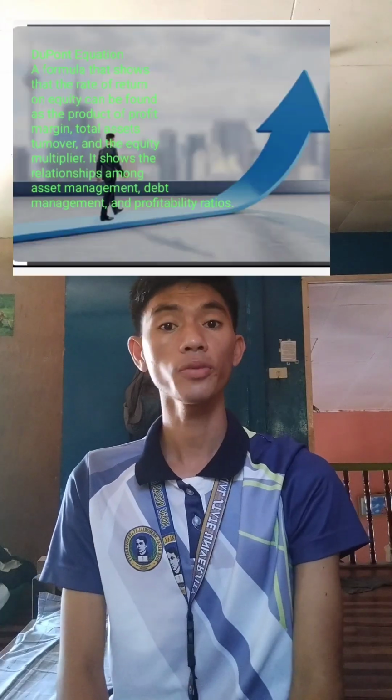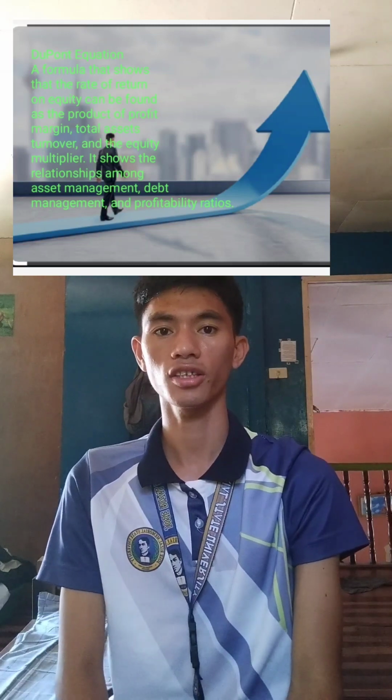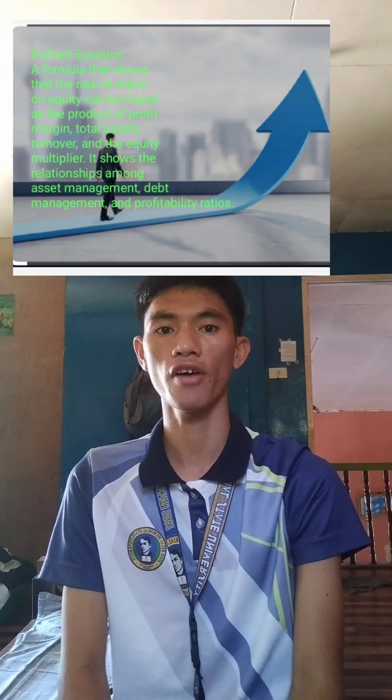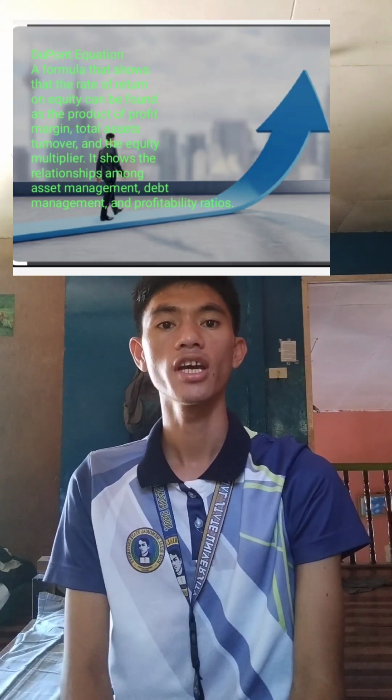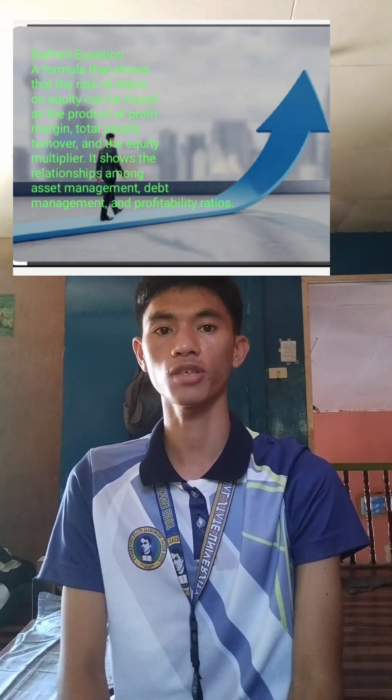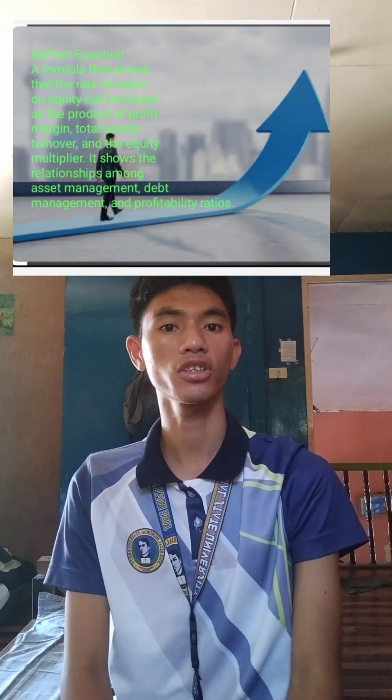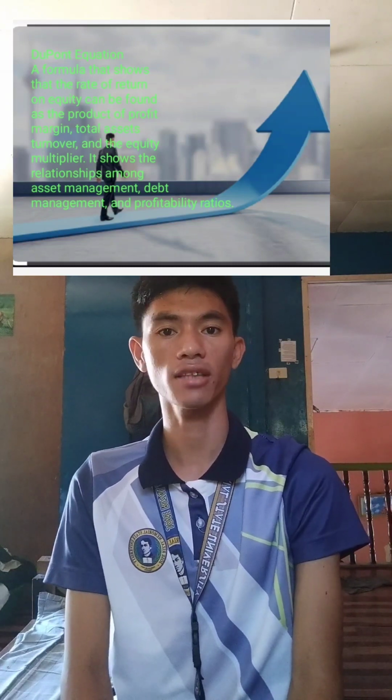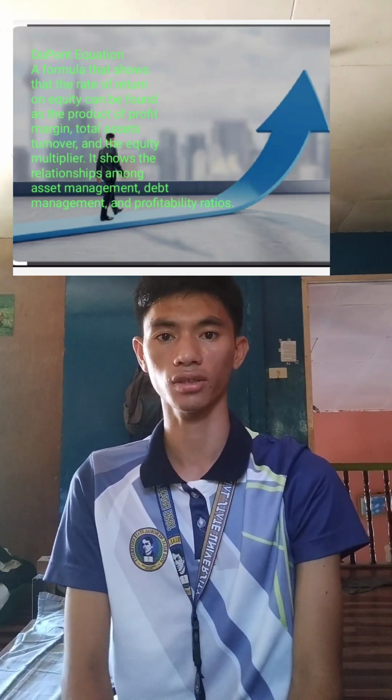Before we start, I would like to introduce myself. I am Rolly Baron Ibanay. The DuPont equation is a formula that shows that the rate of return on equity can be found as the product of profit margin, total asset turnover, and equity multiplier. It shows the relationships among asset management, debt management, and profitability ratios.